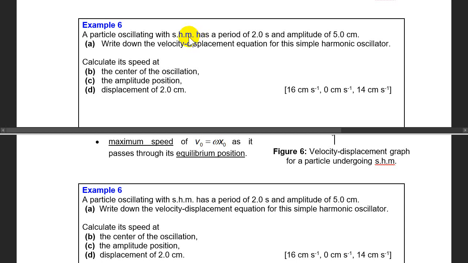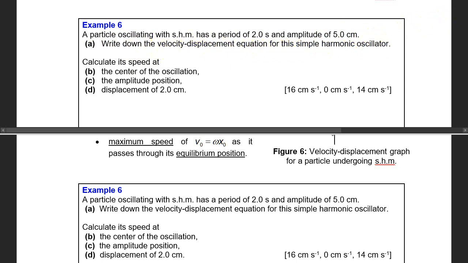Okay, so this simple harmonic motion has a period of 2.0 seconds and an amplitude of 5.0 cm. So this is the period capital T, 2.0 seconds, and this is the amplitude x naught, 5.0 cm. Part A, write down the velocity displacement equation for this simple harmonic motion, or this simple harmonic oscillator.